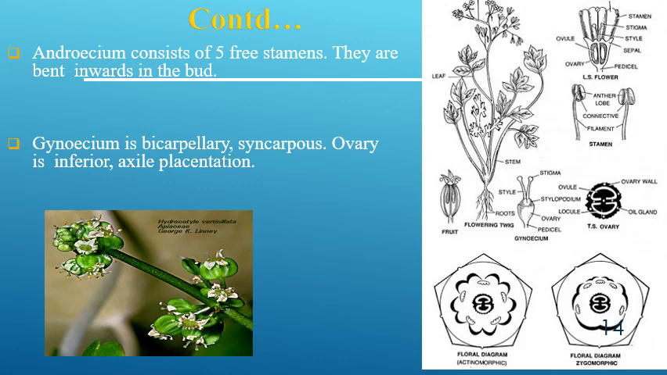Now the fourth whorl of the Apiaceae flower is gynoecium. In Apiaceae family, gynoecium possesses 2 carpels. One is here and one is here. So gynoecium is bicarpellary, and these 2 carpels are fused together, due to which they are syncarpous.